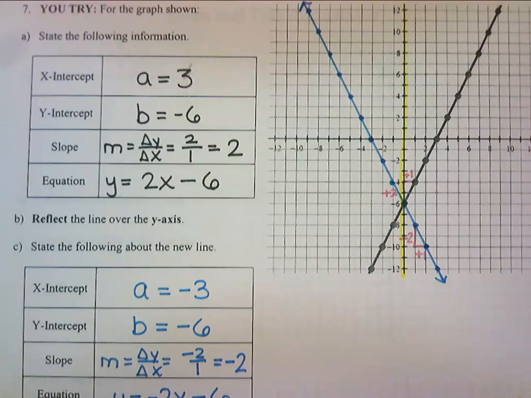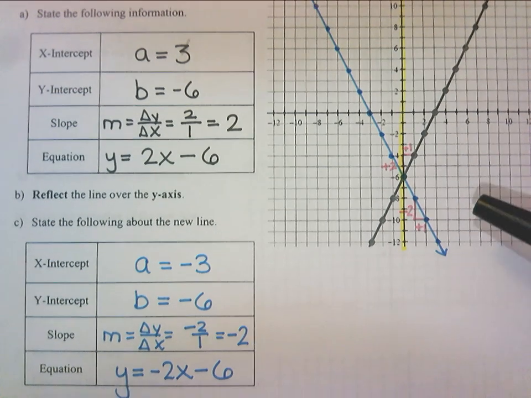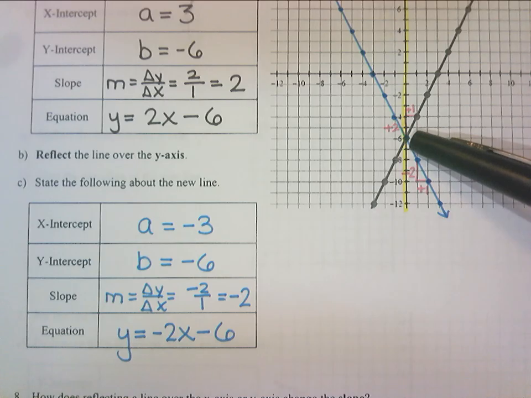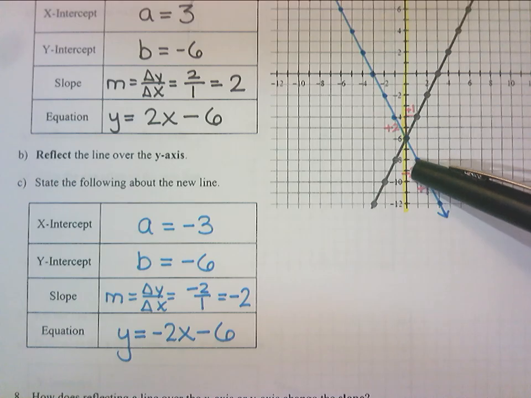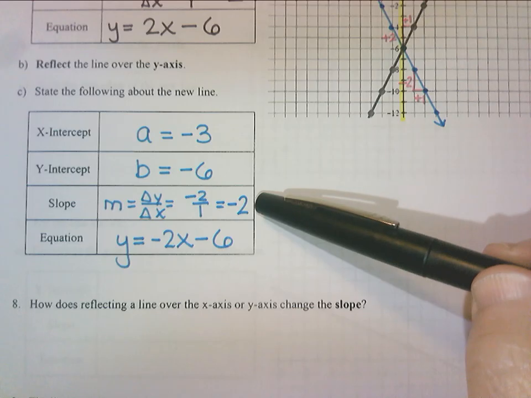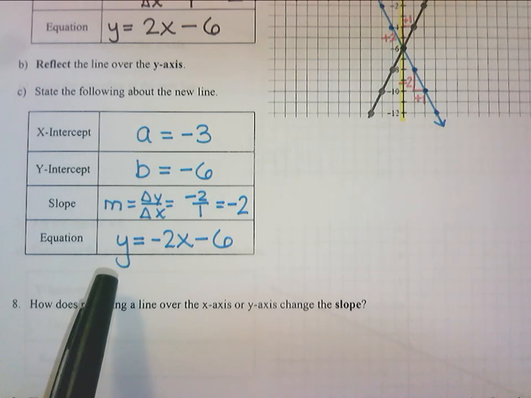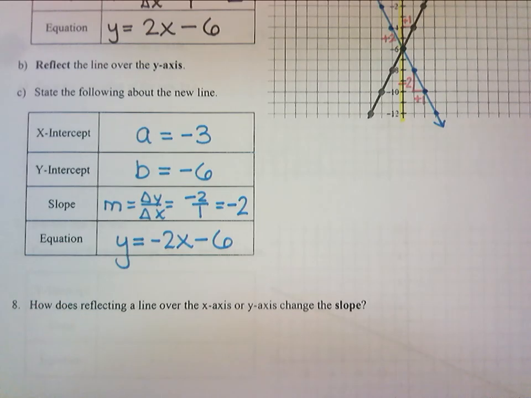So it asked for the x-intercept, which is -3, the y-intercept, which stayed at -6. The slope, I noticed I was now going 2 squares down and 1 square over. So I ended up with -2 over 1, or just -2, and my equation is y equals -2x minus 6.